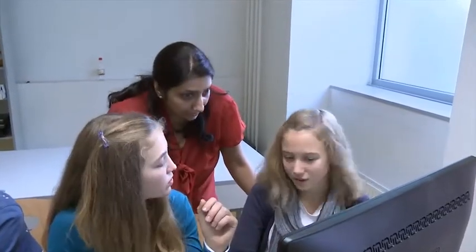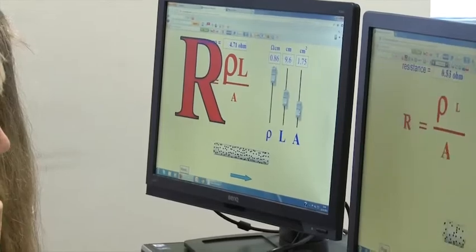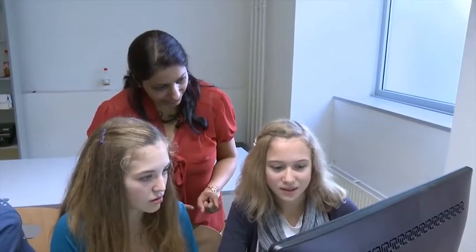Pardon? Once again? Area of cross section. Yeah, area of cross section. And these are inversely proportional. So, what is the conclusion now? Conclusion is the thicker wire has less resistance or more resistance.